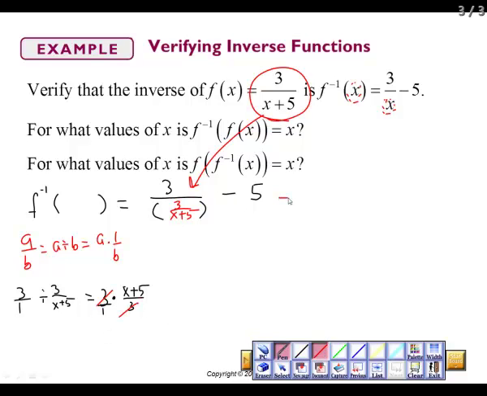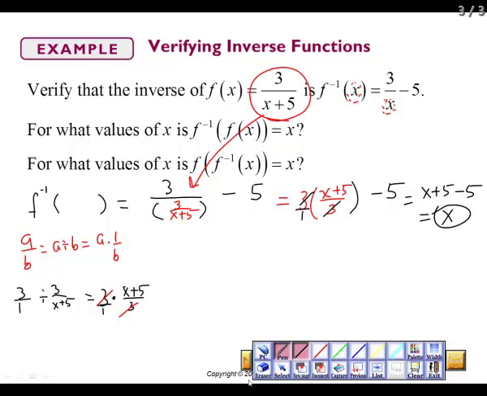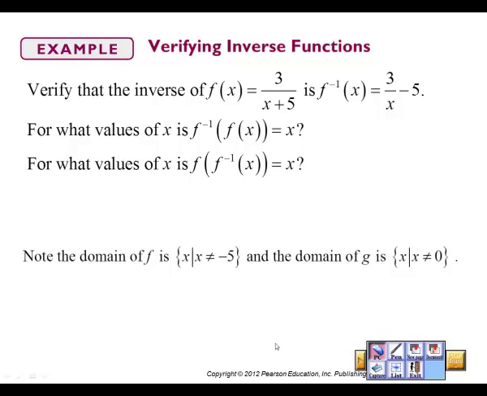So basically what we're doing here is we're taking the 3 and flipping that denominator, right? We're applying the reciprocal to that denominator. And so this is 3 over 1 like that. And so the 3's cancel, and we get x plus 5 minus 5, and so we just get x. And so we can say that f and its inverse, f inverse of x, are in fact inverses of each other. And that's what we have here.